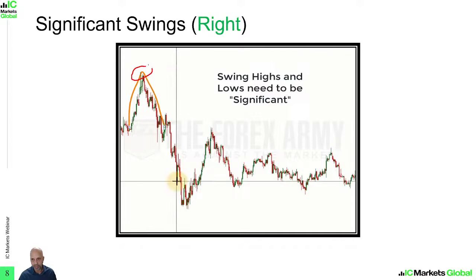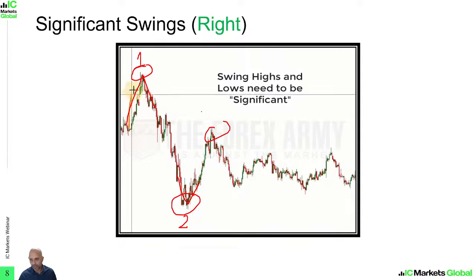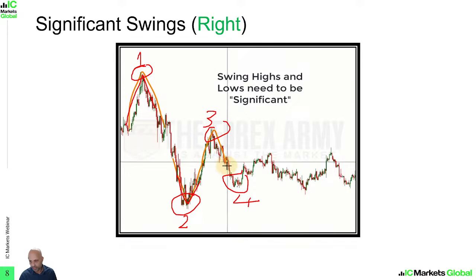You can see this part where I've circled here, point 1. This is a very significant swing high. Then at point 2 we have a significant swing low. Then at point 3 we have another significant swing high, and at point 4 we have another significant swing low.